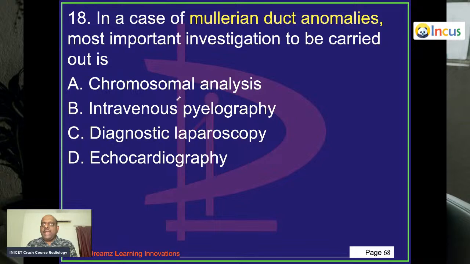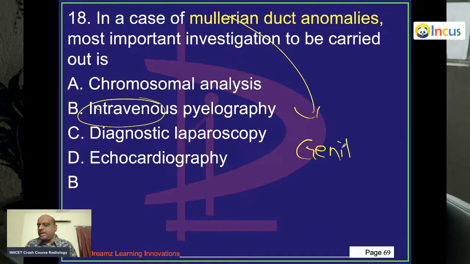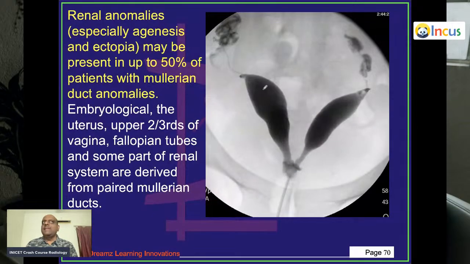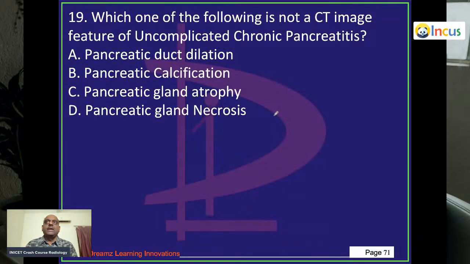Whenever there is a mullerian duct anomaly, what is the most important investigation to carry out, doctor? Always, mullerian abnormalities are associated with genitourinary abnormalities. Even the urinary system is affected. That's the reason intravenous pyelography is considered to be the investigation in the case of mullerian anomalies, is what you need to remember.